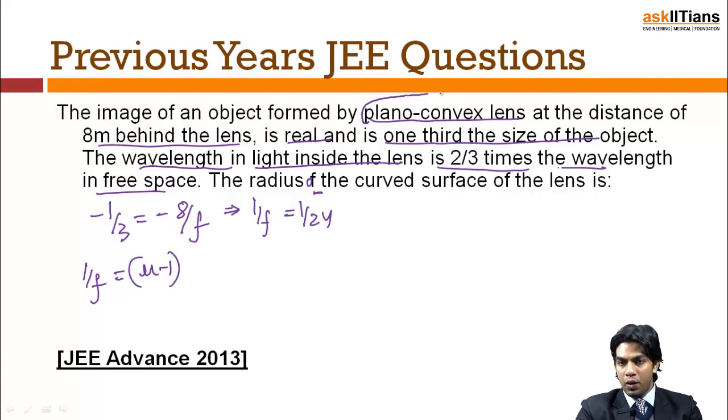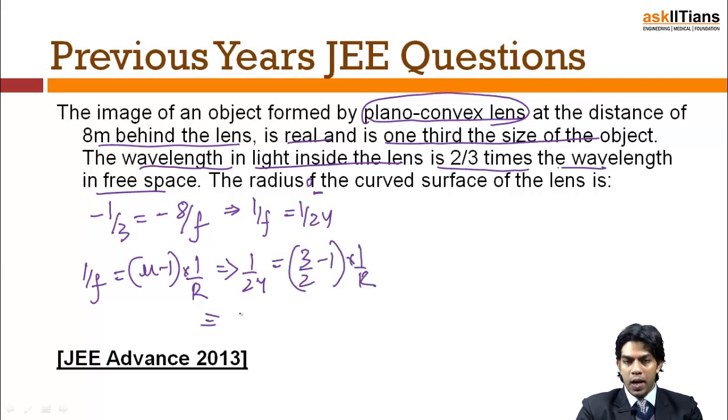and I have a plano-convex lens, so please keep in mind that I will end up getting 1 by R over here. So 1 by f, which is 1 by 24, equals 3 by 2 minus 1, multiplied by 1 by R, which implies R equals 12 meters. So the radius of curvature, or the radius of the curved surface, comes out to be 12 meters.